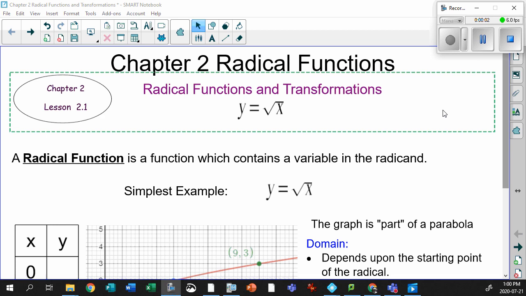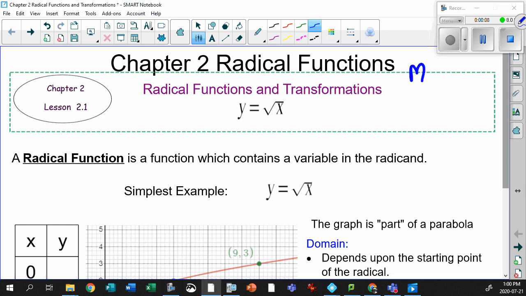Okay, folks, welcome to Chapter 2, Radical Functions. Now, nothing really new here because you've done radicals in Math 10C, right? You also did radicals in Math 20-1. You've done them before, but here in Math 30-1, here's what I want to do.